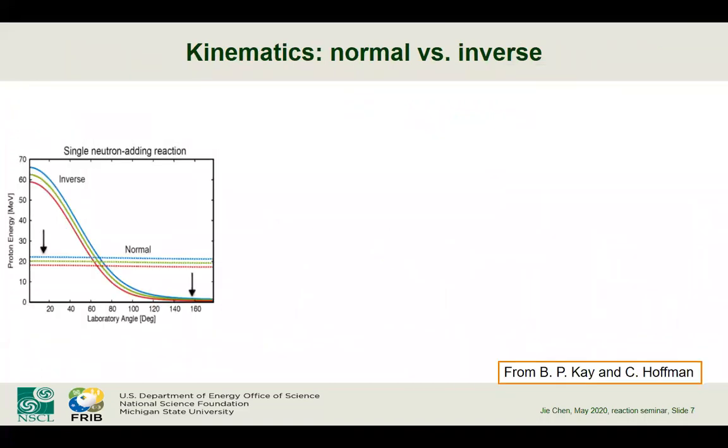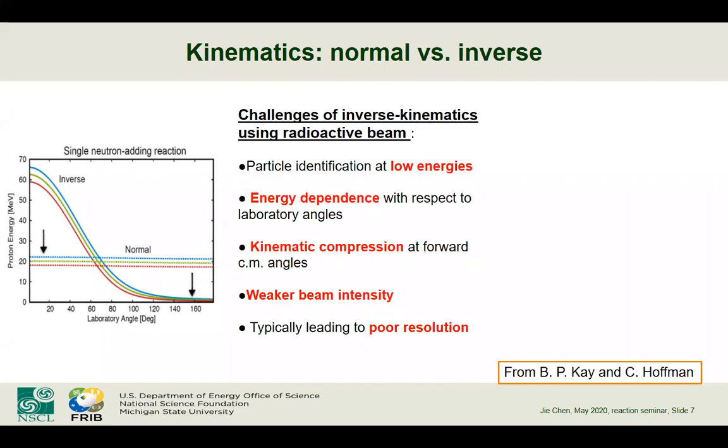The transfer reaction can be carried out using normal or inverse kinematics. Usually the normal kinematics are carried out using a spectrometer, which can give very good resolution, as good as 10 keV. The inverse kinematics open opportunities for the study of rare beams, but the resolution can be worse due to the beam quality and also the kinematic compression at the forward center of mass angles for inverse kinematics.